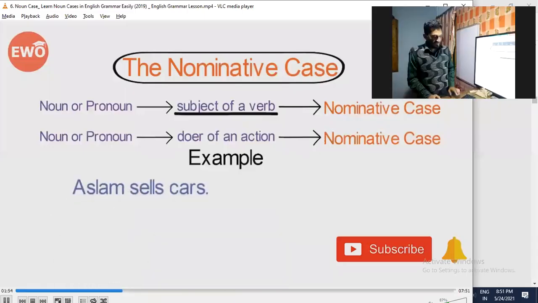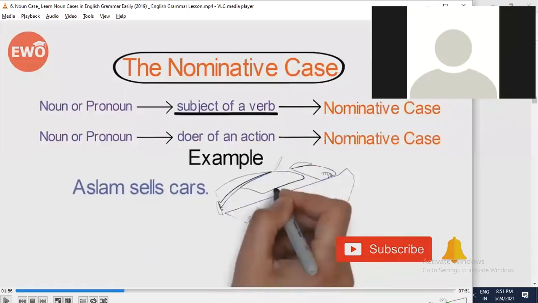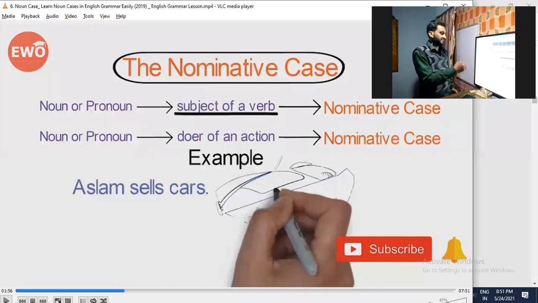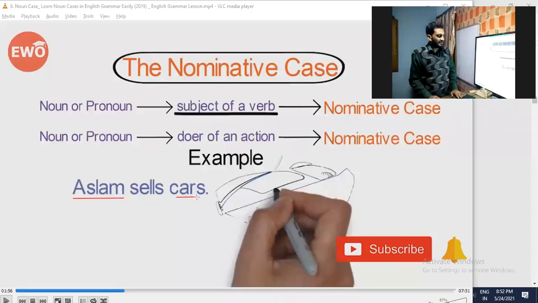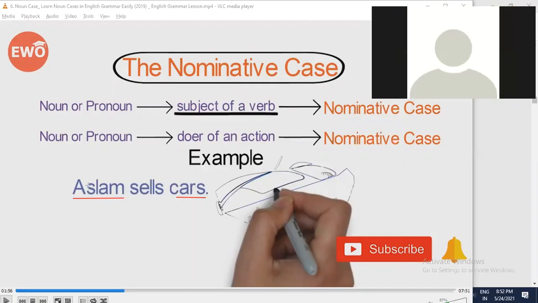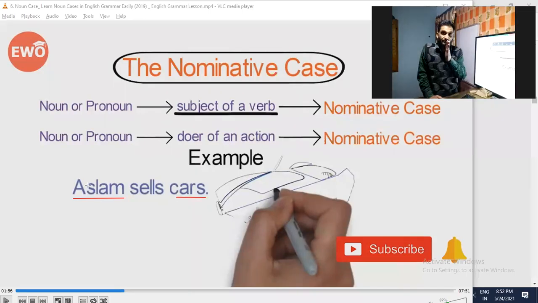Example: Aslam sells cars. Now I will explain the subject and the nominative case here. Aslam sells cars. So here we have two nouns. First is Aslam and second is cars. Aslam is a singular noun. It is a masculine noun. Cars is a plural noun, and cars is non-living.